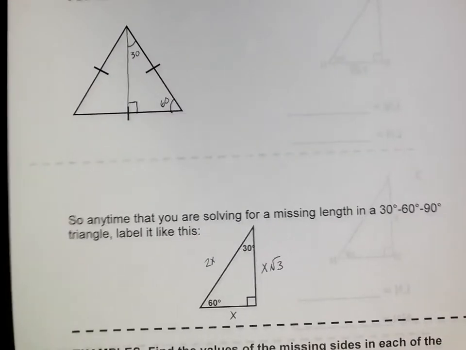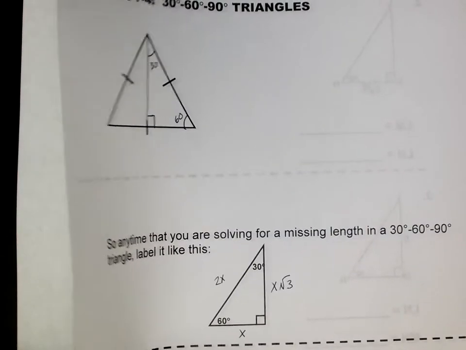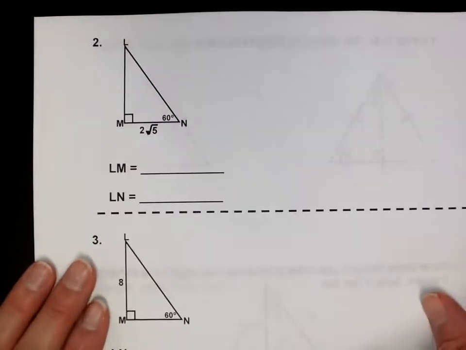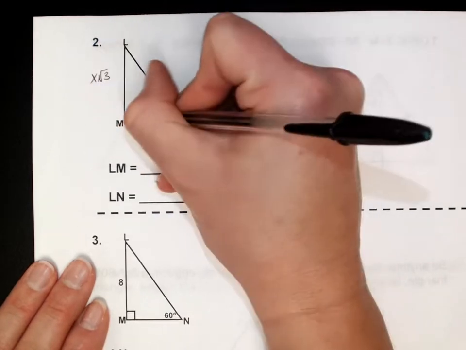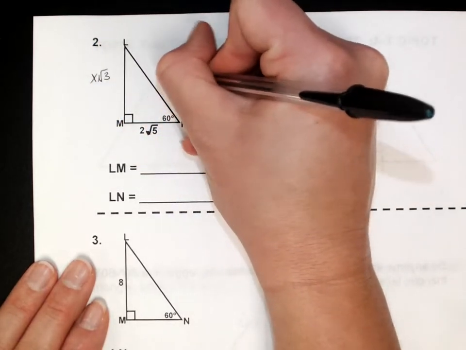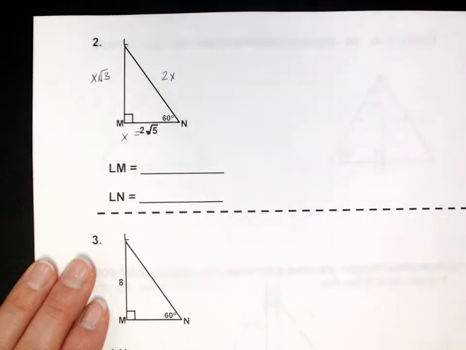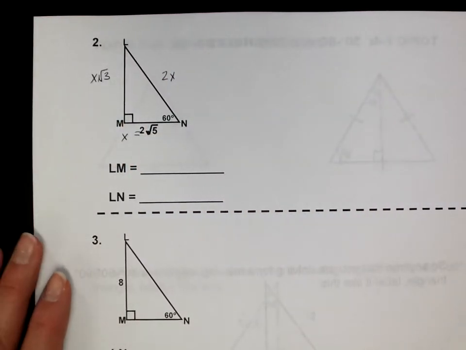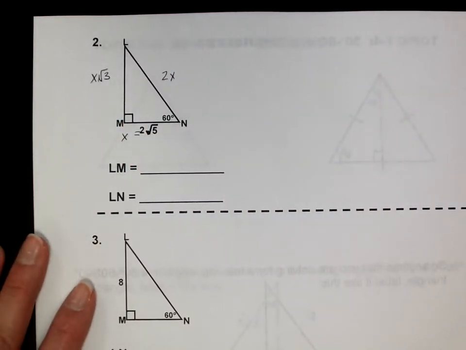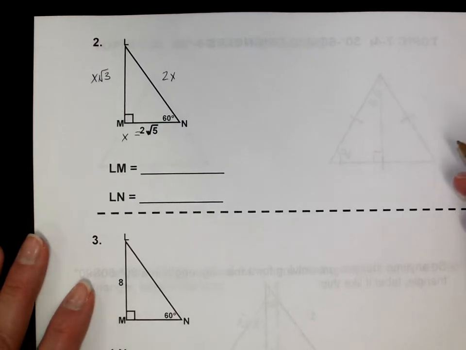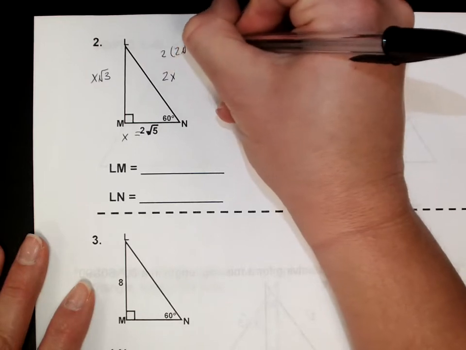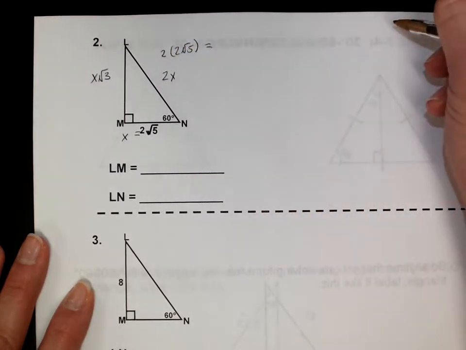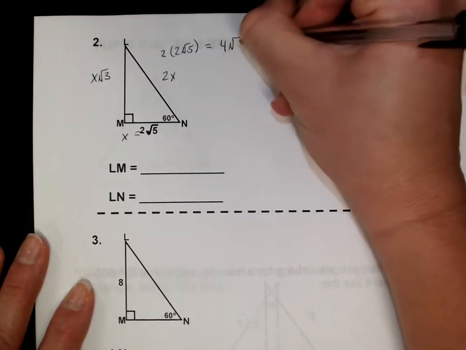Let's look at a different one. I can't even flip the paper. So same thing here. The side opposite your 60 is your x square roots of 3. The side opposite your 90 is your 2x. This one is just x. So 2 square roots of 5 is your x value. If you put it over here, this is going to be 2 times 2 square roots of 5, or 4 square roots of 5.